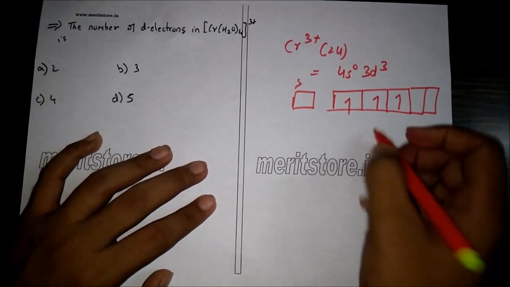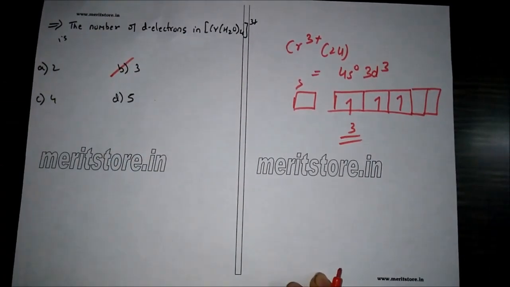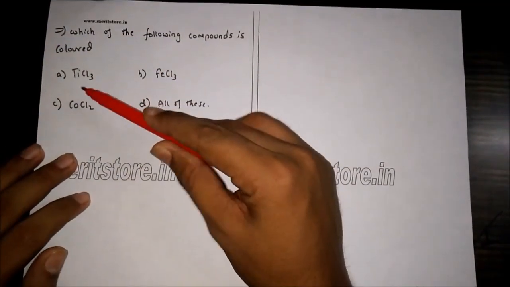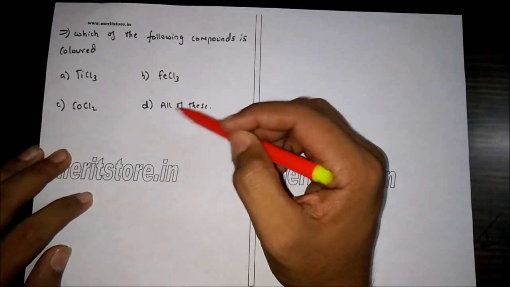Therefore, the number of electrons will be 3. The correct answer here is option B. Which of the following compounds is colored: A, TiCl3; B, FeCl3; C, CoCl2; or D, all of these?